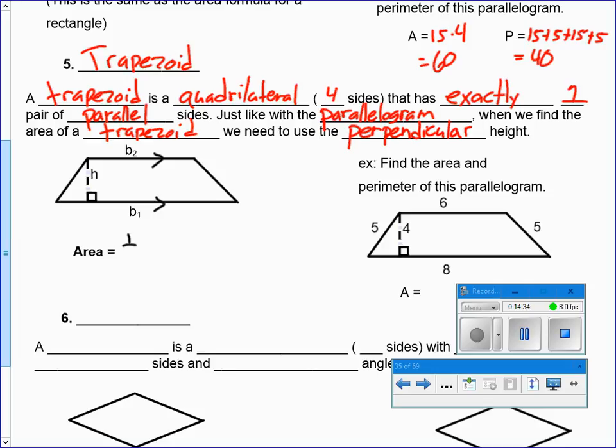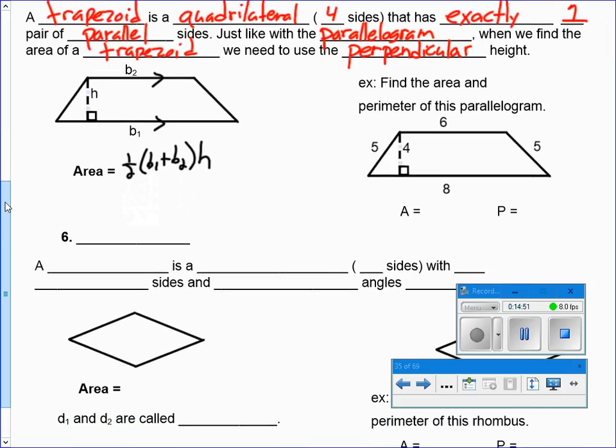So to actually find the area, it's 1/2, and then we add the 2 bases together. So base 1 plus base 2, and then multiply that by the height. So I'll show you how that formula works here with our example. So again, we can see from the picture, that it tells us it's a trapezoid.